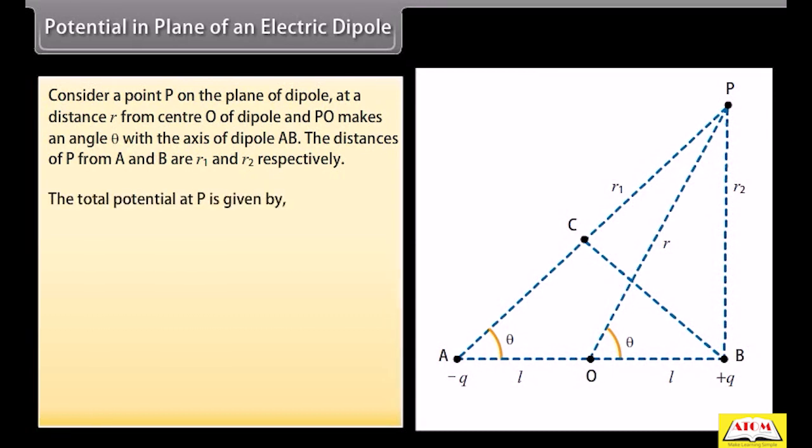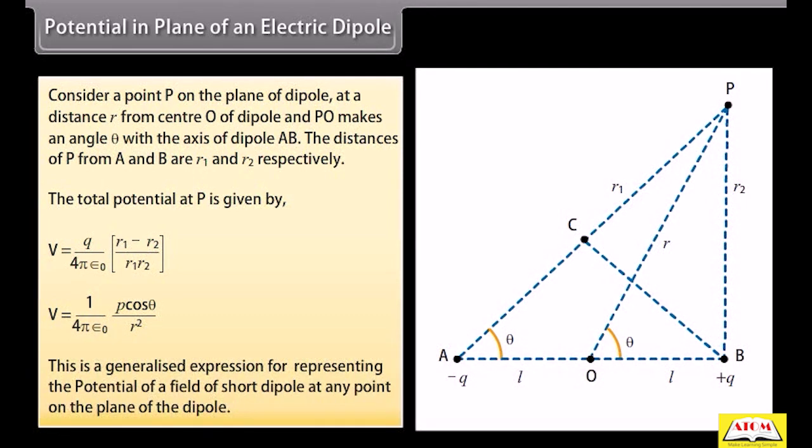The total potential at P is given by V equals Q upon 4 pi epsilon naught multiplied by (R1 minus R2) upon R1 R2, which is equal to 1 upon 4 pi epsilon naught multiplied by P cos theta upon R square. This is a generalized expression for representing the potential of a field of a short dipole at any point on the plane of the dipole.